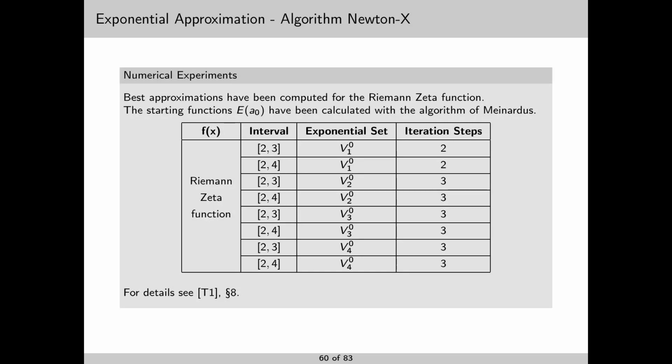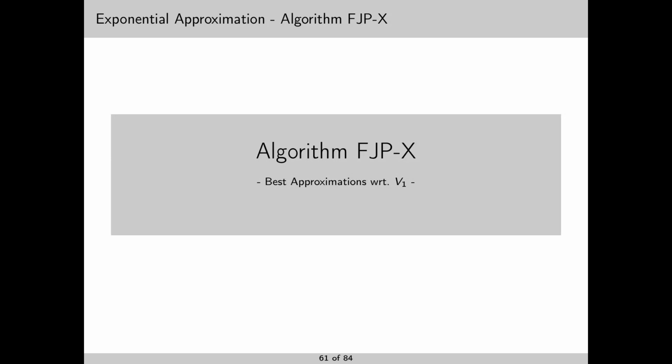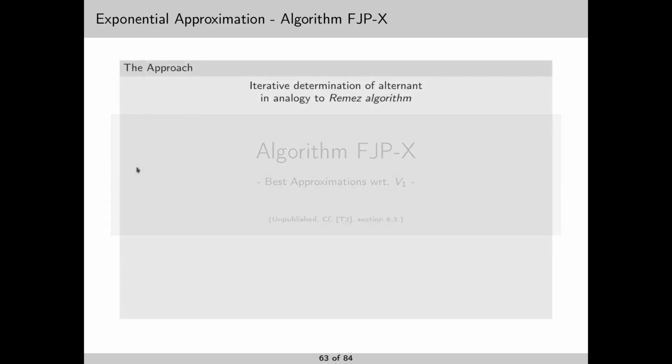Next is a special case algorithm in that it calculates best approximations only with respect to V1. For the purpose of this presentation, this algorithm is called FJP-X. To the best of my knowledge, it was never published, but you can find it in reference T2. The idea is to find the alternate points of the error function of the best approximation in analogy to the Riemann algorithm.